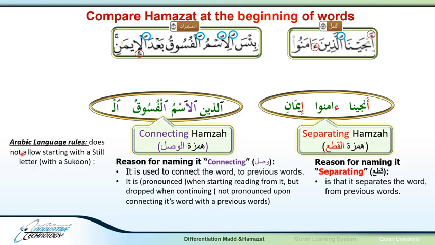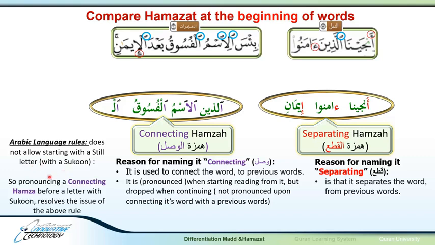And the reason for that is that there is an Arabic language rule that Arabs don't start a word with a sukoon while starting speaking. So a simple trick where a connecting hamza is added before a sukoon letter allows us to pronounce a letter that starts with sukoon. Simply look at these examples.